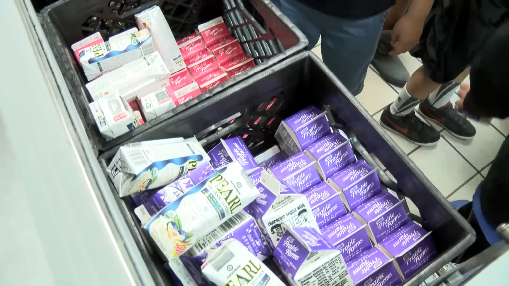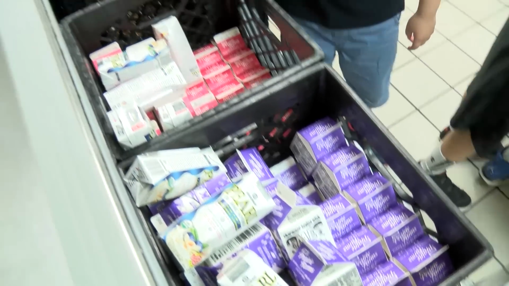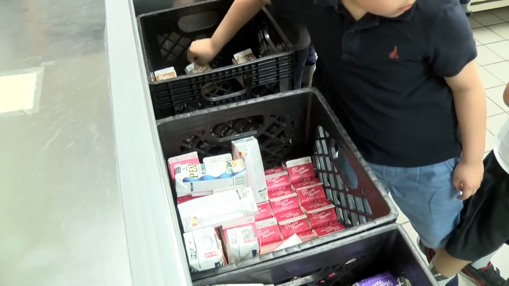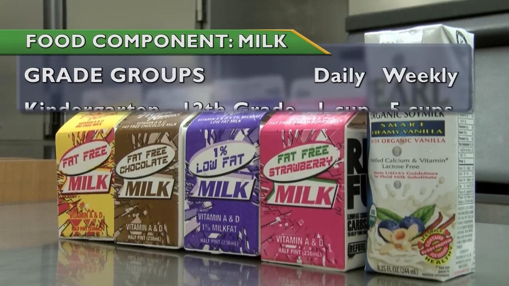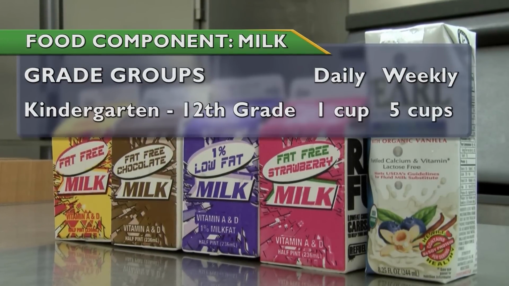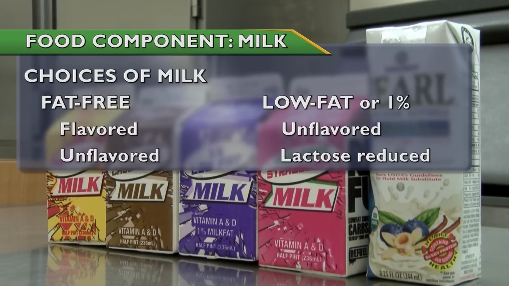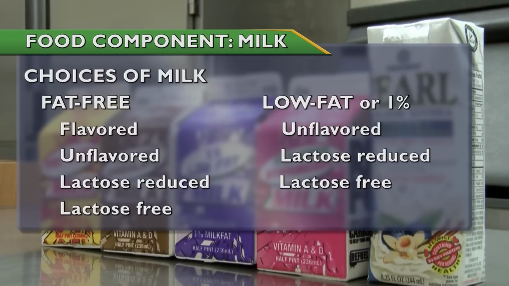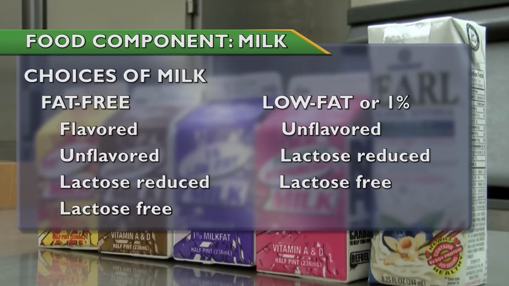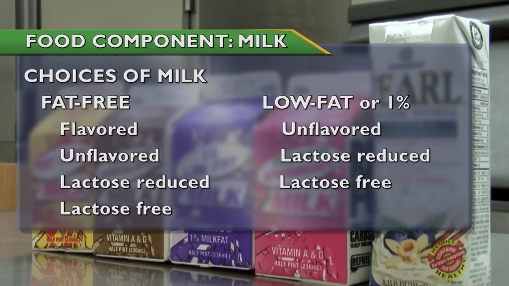Students in grades K through 12 must be allowed to choose from at least 2 varieties of milk, even in alternate meal service locations. Whether you're in kindergarten or whether you're a senior in high school, the requirement is the same, which is 1 cup per day, which equals 5 cups at the end of the week. The choices of fluid milk include flavored or unflavored fat-free milk, low-fat or 1% unflavored milk, fat-free or low-fat lactose-reduced milk, and fat-free or low-fat lactose-free milk.